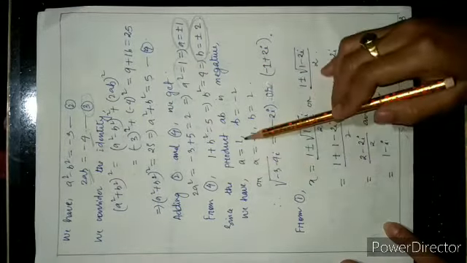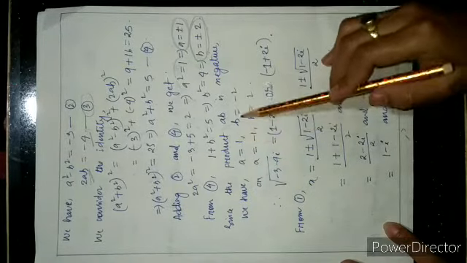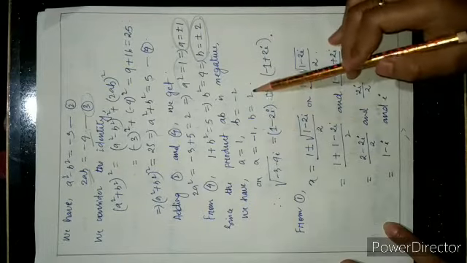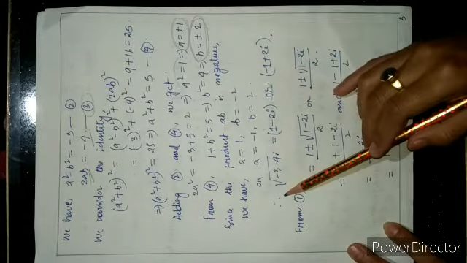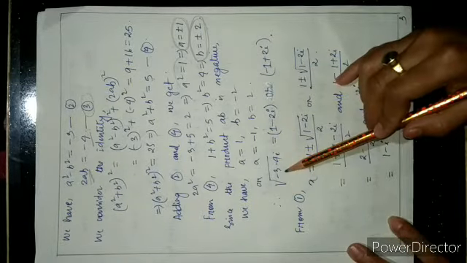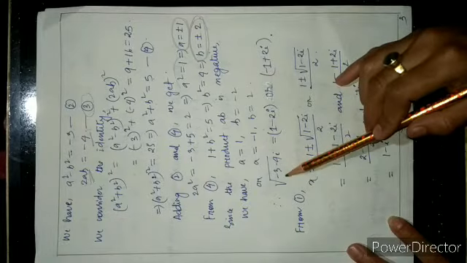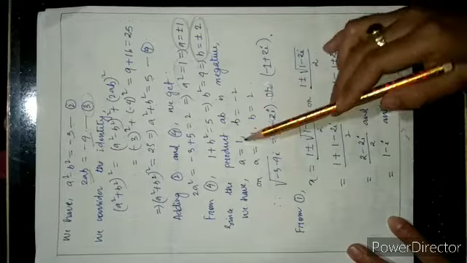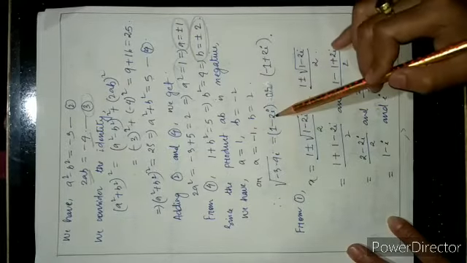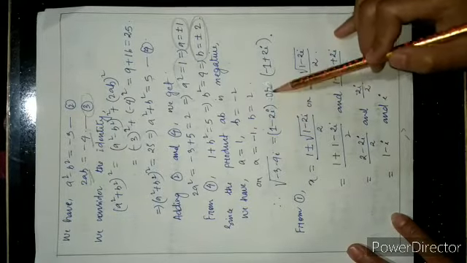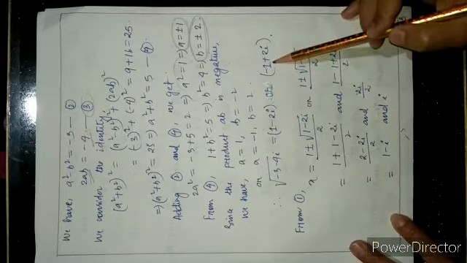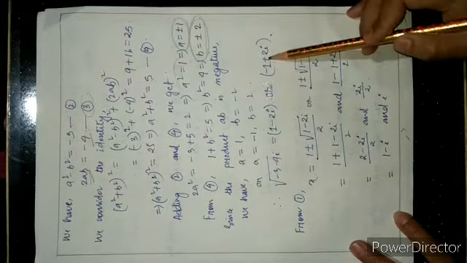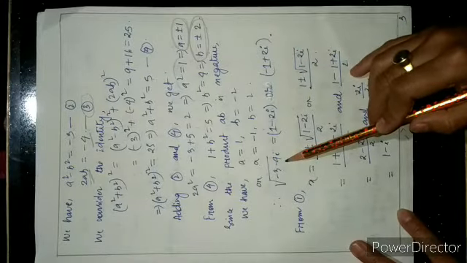We have a is equal to 1, then b will be minus 2. If a is equal to minus 1, b will be plus 2. Therefore, the square root of the complex number minus 3 minus 4i is equal to a plus ib: if a is equal to 1, b will be minus 2i, or if a is equal to minus 1, b will be plus 2i. These are the roots of the complex number minus 3 minus 4i.